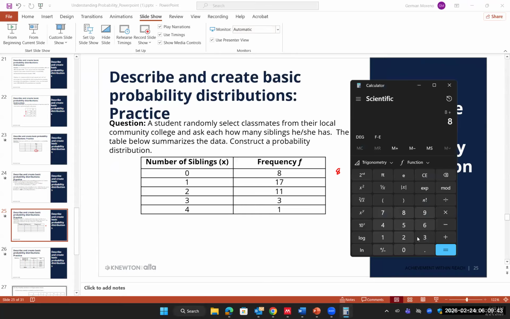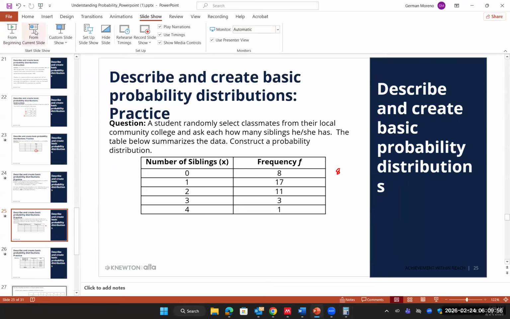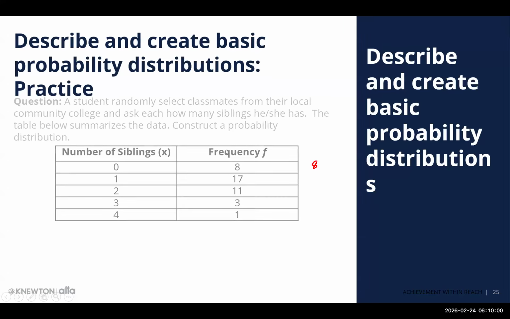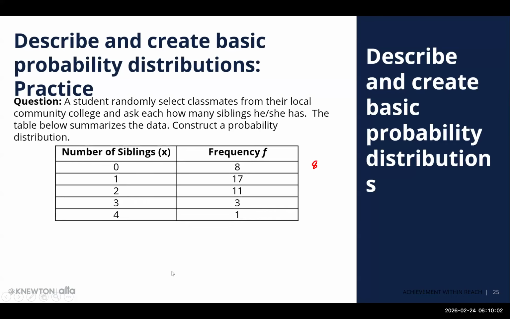8, 17, 11, 3, 1. That's 40. So all of these would simply be, the probability would be 8 out of 40.